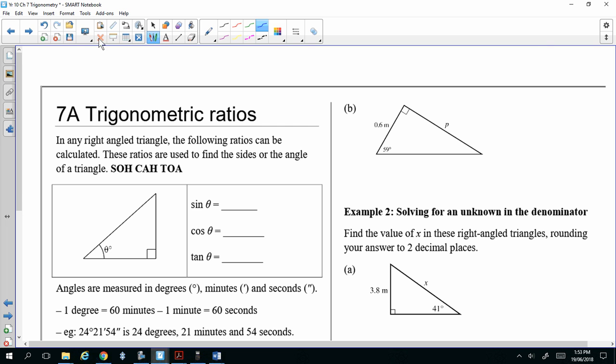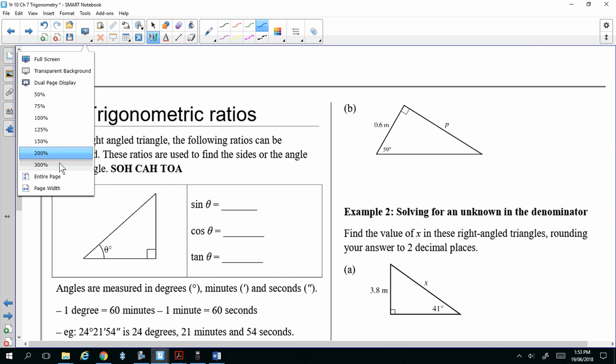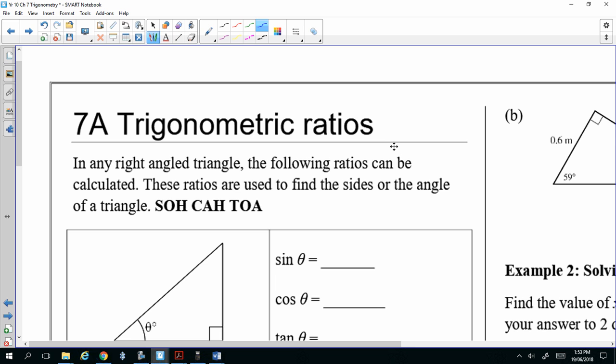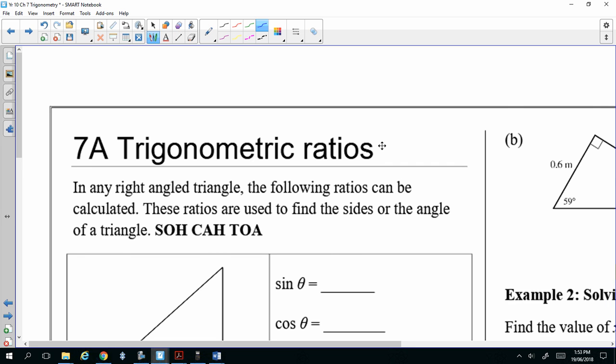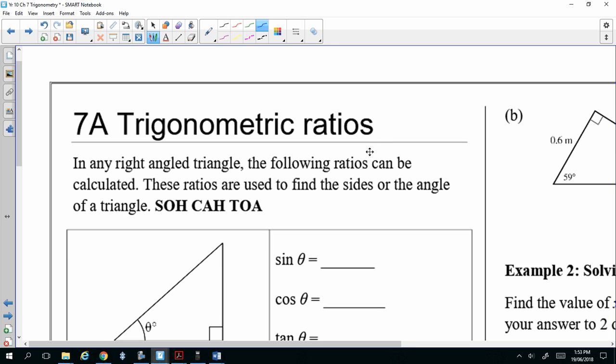Revision. You just do the hard question from the textbook. Okay, so we're going to briefly revise how to find sides using trigonometry, and how to find angles using trigonometry.